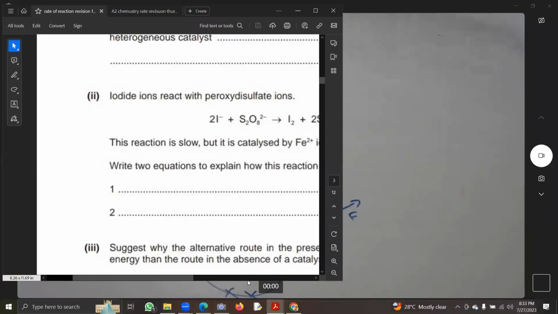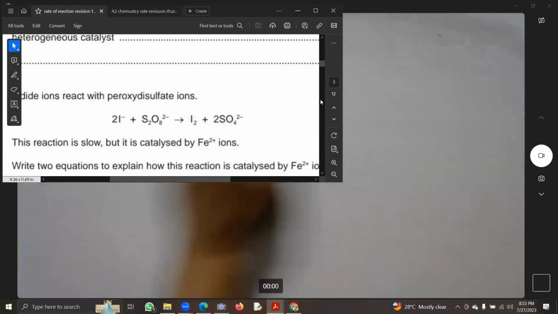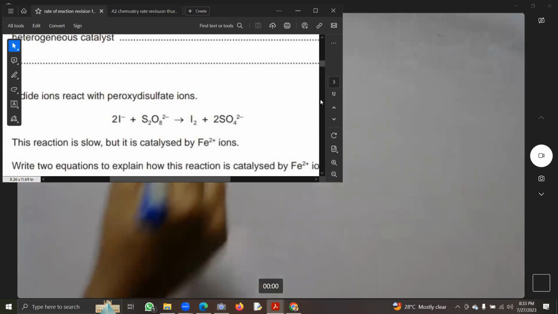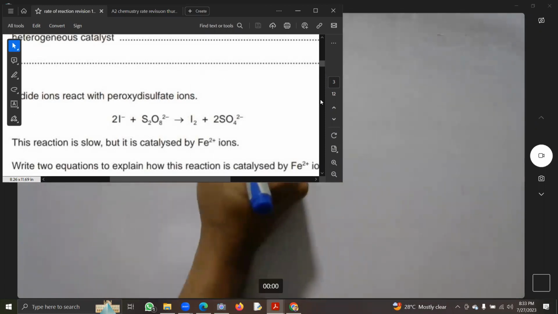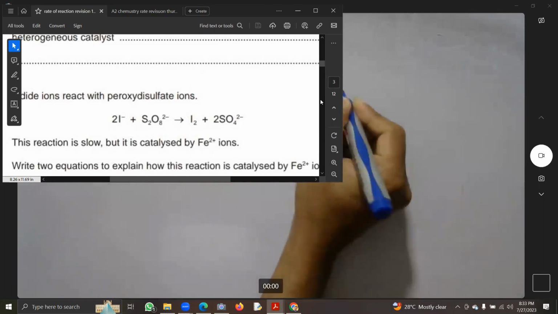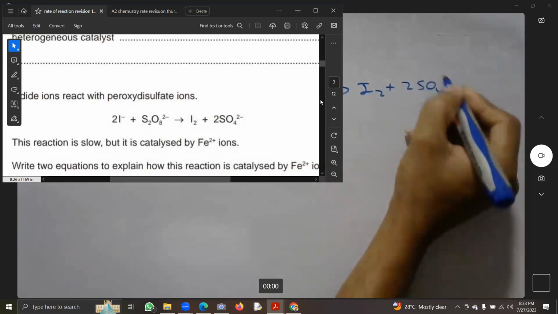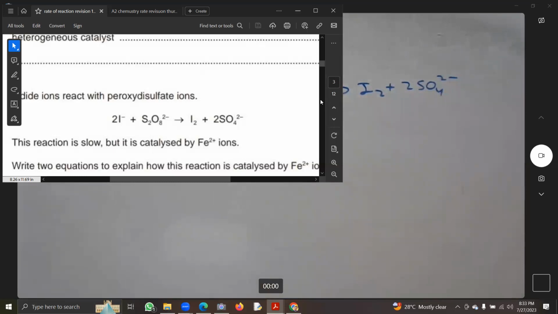But the key point is the final one. That overall equation we should get somehow. First I'll copy this overall equation. What I have is 2I minus plus S2O8 2 minus gives I2 plus 2 SO4 2 minus. I'll tell you what to do. In a case like this, I'll give you some standard ways of doing this.